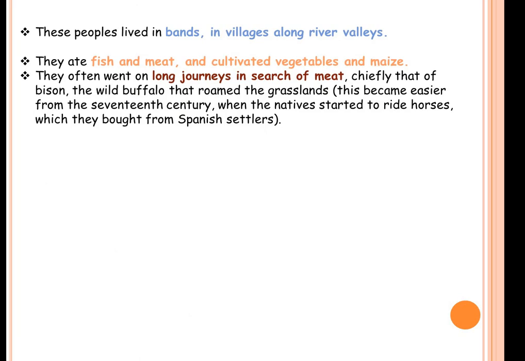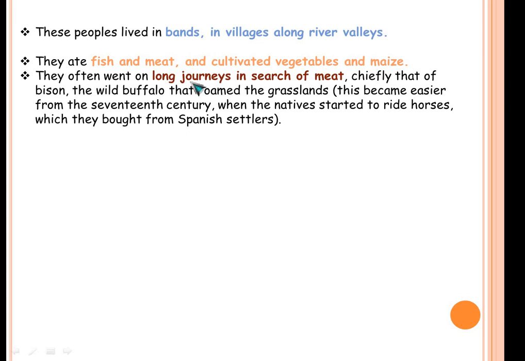Now these people who lived in North America were known as bands, and they lived in villages along river valleys because it was very easy for them to get water and also to have a little bit of cultivation around their places. And mostly they ate fish and meat, and they also cultivated vegetables and maize.